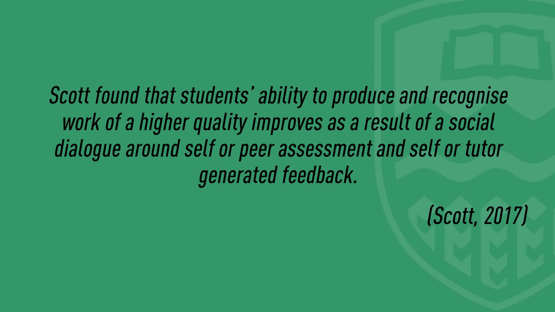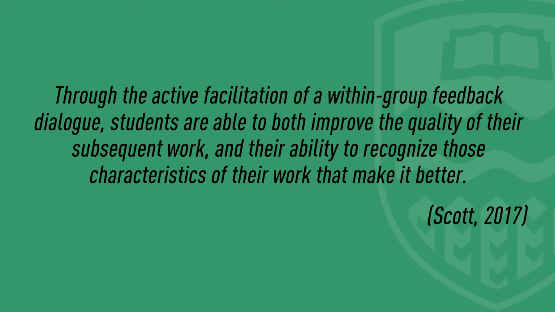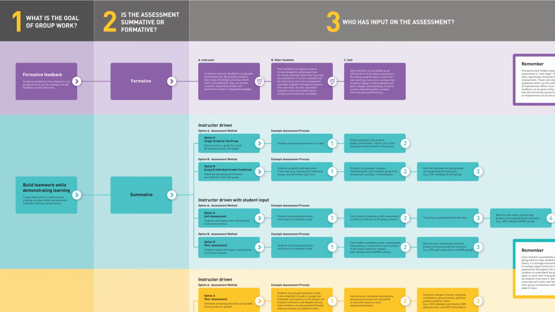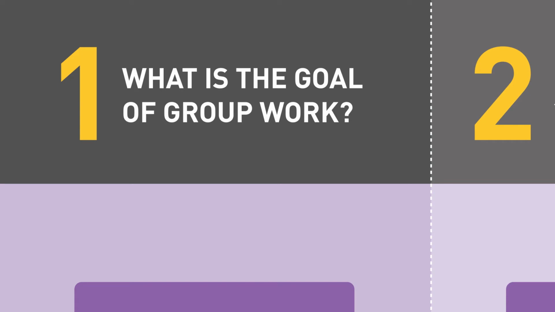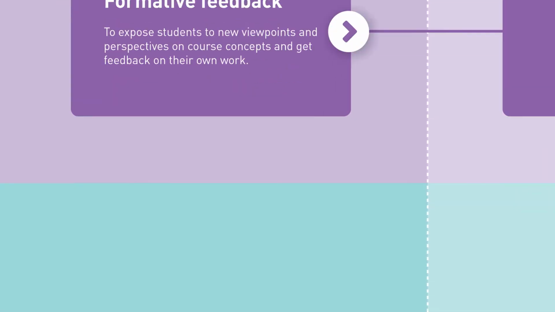Scott found that students' ability to produce and recognize work of a higher quality improves as a result of a social dialogue around self or peer assessment and self or tutor-generated feedback. Through the active facilitation of a within-group feedback dialogue, students are able to both improve the quality of their subsequent work and their ability to recognize those characteristics of their work that make it better. Let us now explore another example of group assessment, but this time with a different goal in mind. For this example, what is the goal of the group assignment? Example 2.